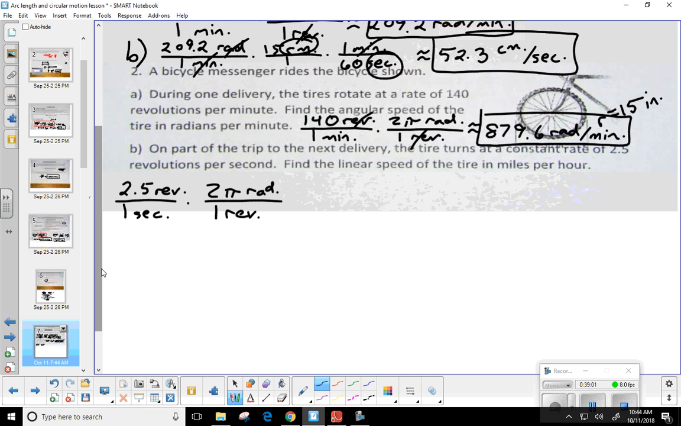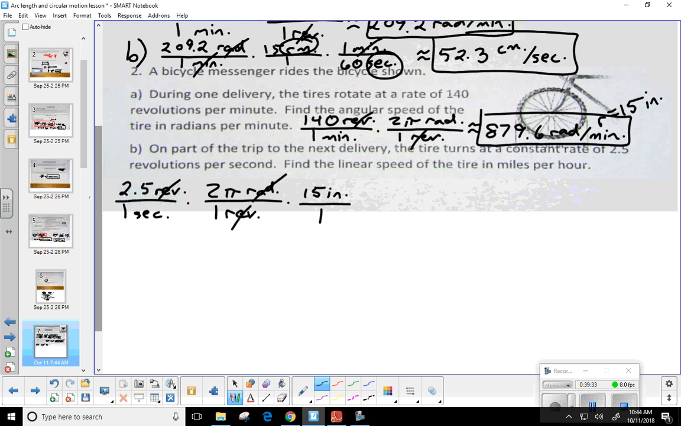All you got to do is multiply by the radius. In this case, the radius is 15 inches. So 15 inches over 1. I always put the radius over 1 because you're going to be dealing with a lot of fractions. So right now, the only thing that cancels are going to be the revolutions. It's not that the radians cancel, but once we introduce a unit of measurement, they're no longer necessary. It's like they kind of drop out. So now I have inches per second. But we want what? Miles per hour.